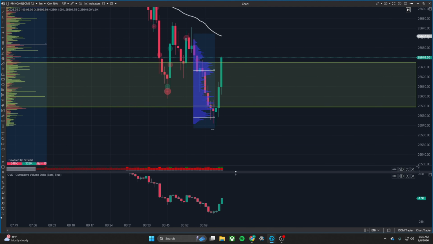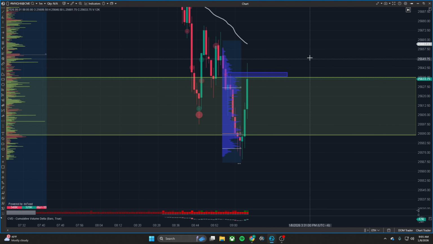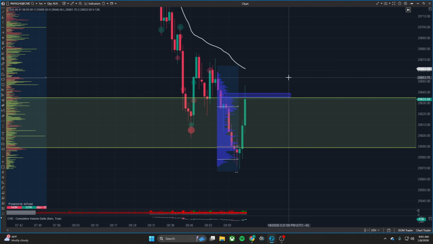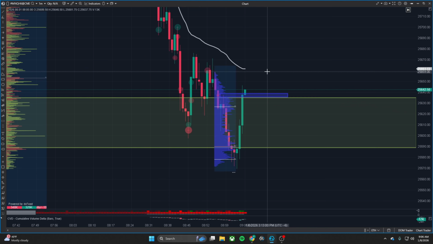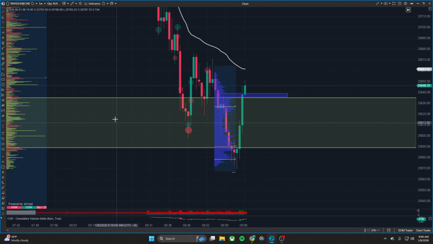So we're getting a little reversal here. We have a low volume node here, so I think we'll wick through this maybe, but we'll see what really happens. So yeah, already we're wicking through this. We see a lot of buy volume here, especially down here. So this could be a good spot to reverse, hence why I have this marked out.